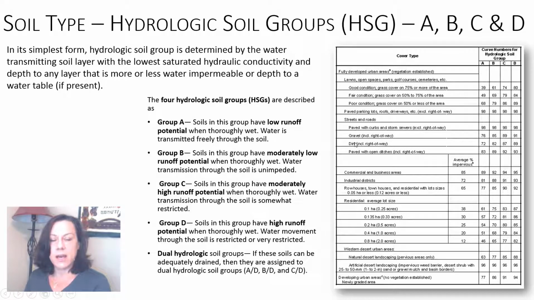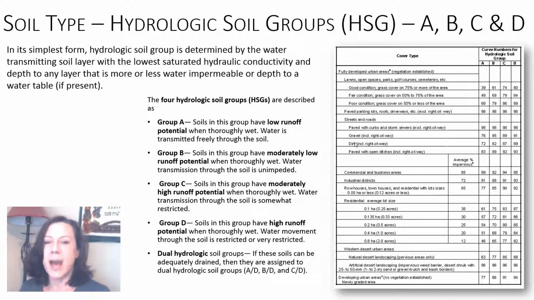So here are the hydrologic soil groups. There's, like I said, A, B, C, and D. A is the best soil that we have, the highest infiltration rate, where there's not much runoff.